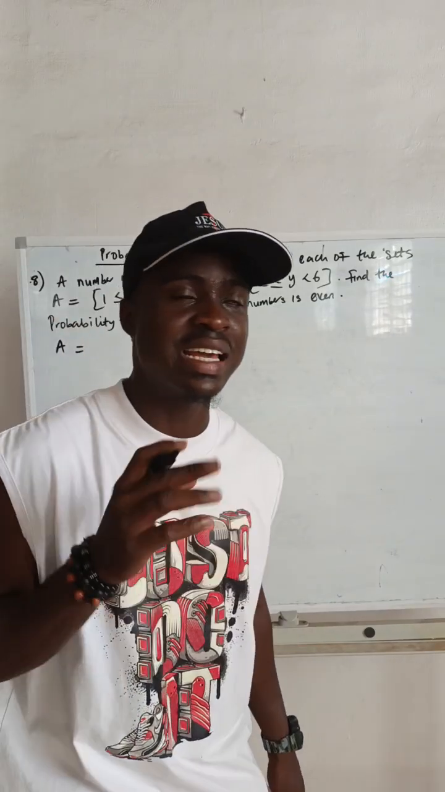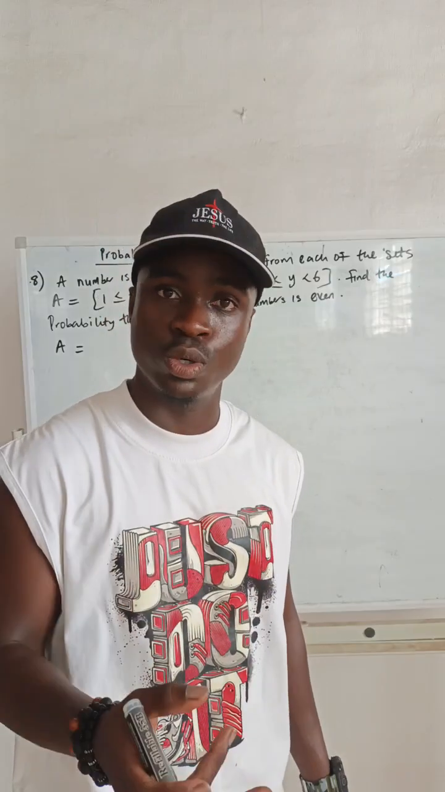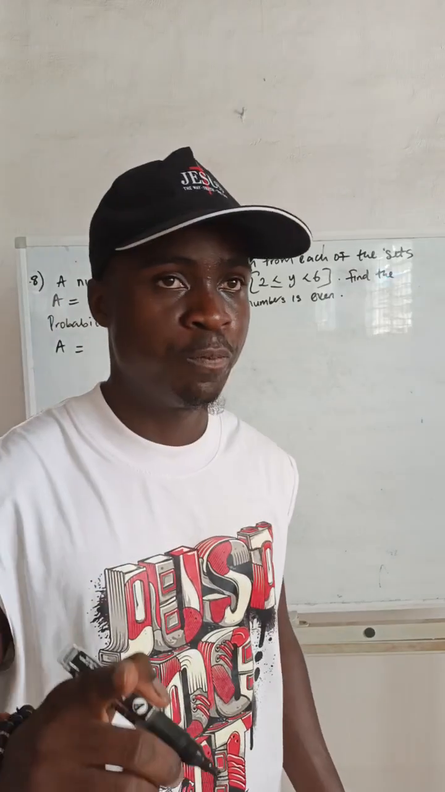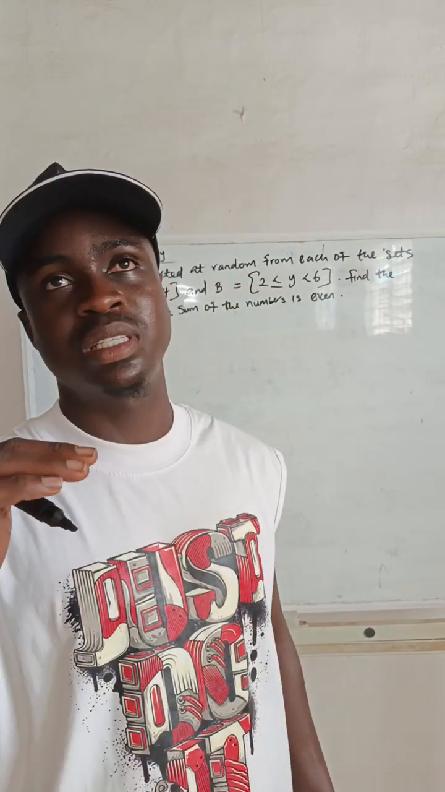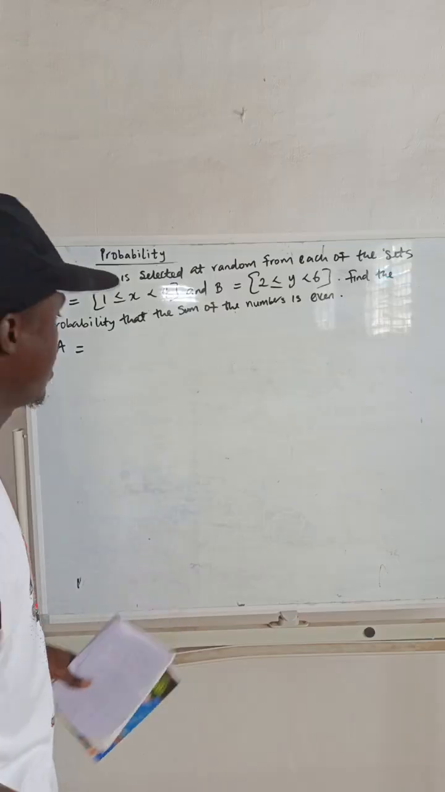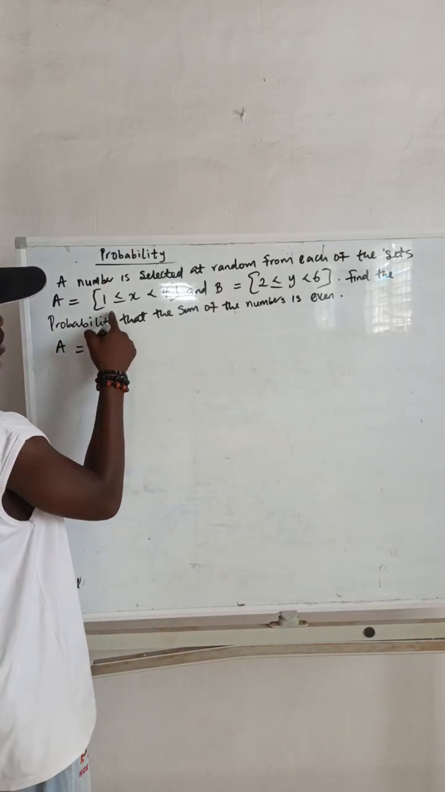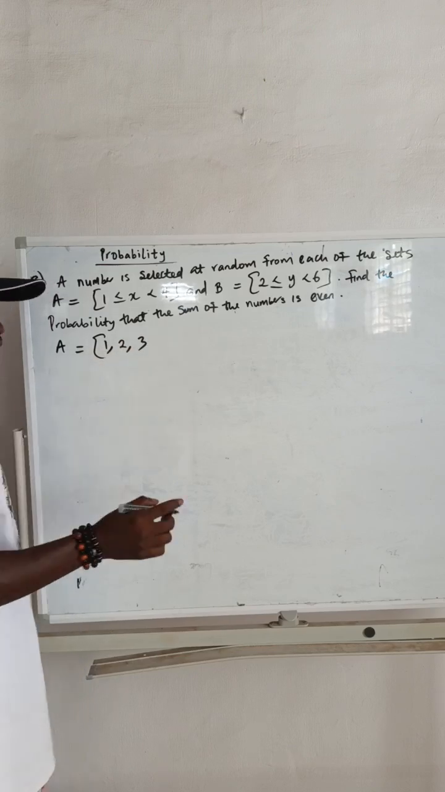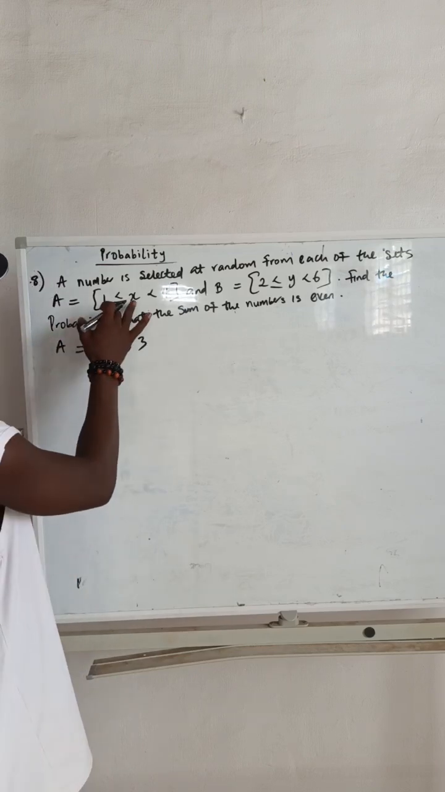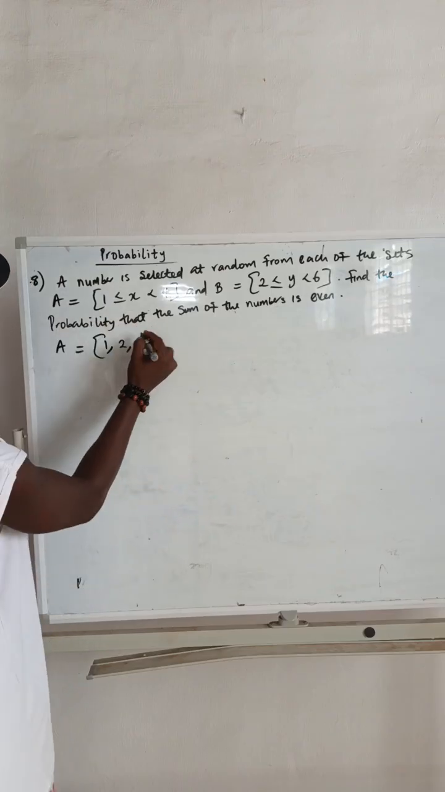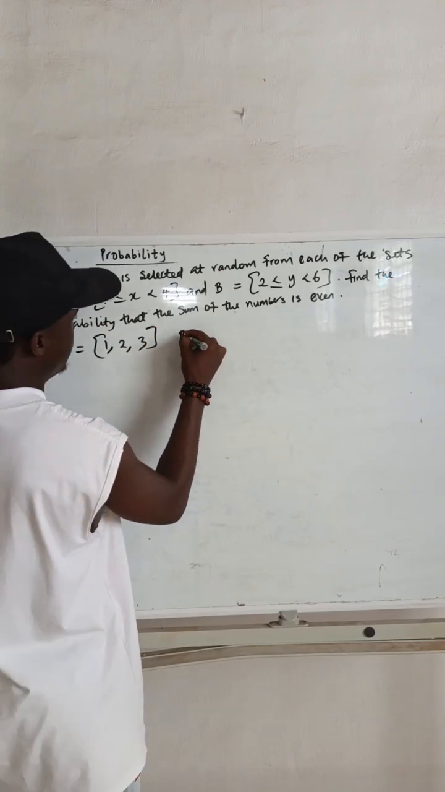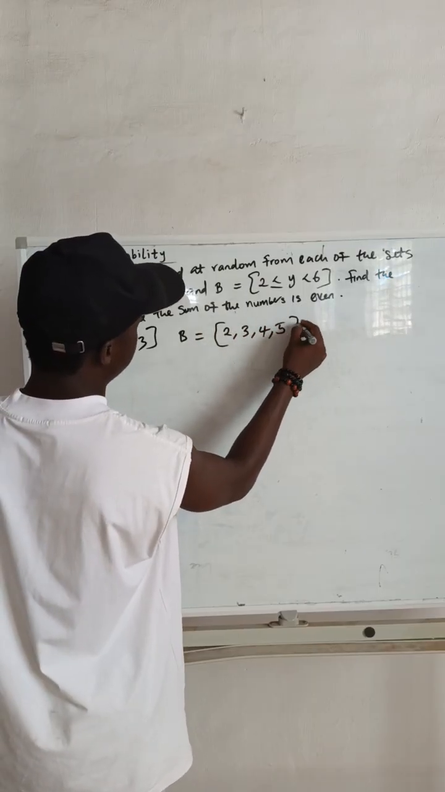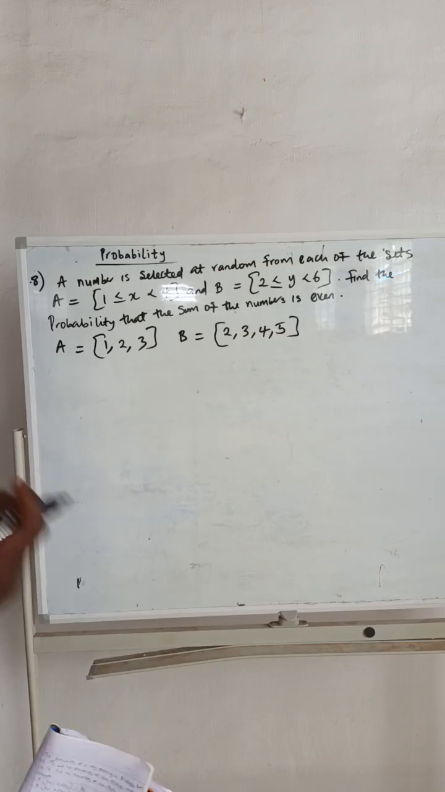Don't forget that there's a sign signaling the equals to. So I can include 1, but I cannot include 4 because there's no equals to in front of this sign. So 1, 2, 3, but I cannot put 4 there because x is less than 4. This is the limit I can reach. Now my B as well: 3, 4, and 5.